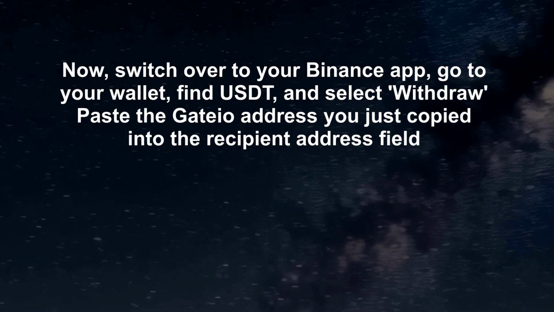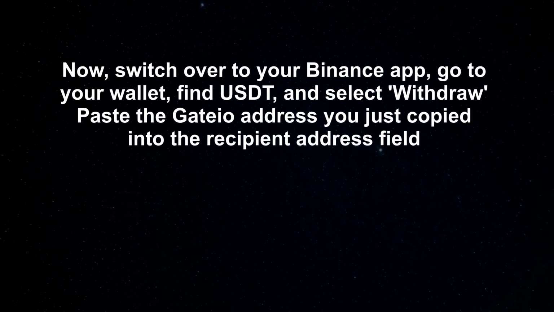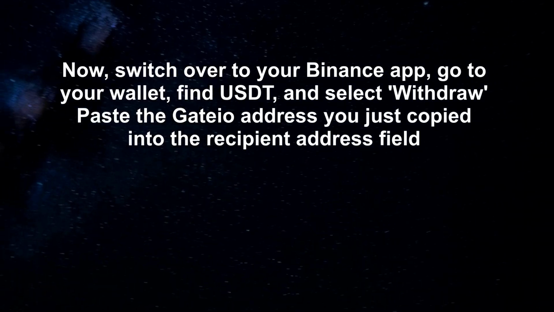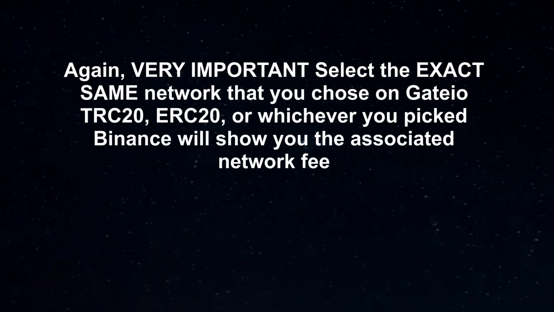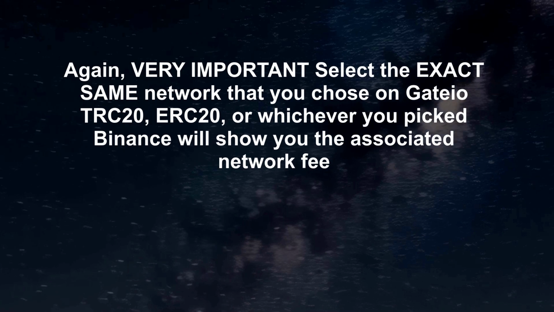Now switch over to your Binance app. Go to your wallet, find USDT, and select Withdraw. Paste the Goteo address you just copied into the recipient address field. Again, very important, select the exact same network that you chose on Goteo. TRC20, ERC20, or whichever you picked.